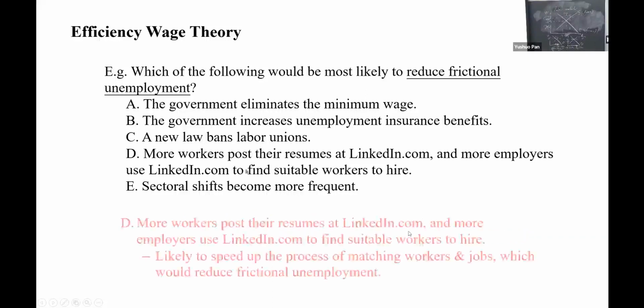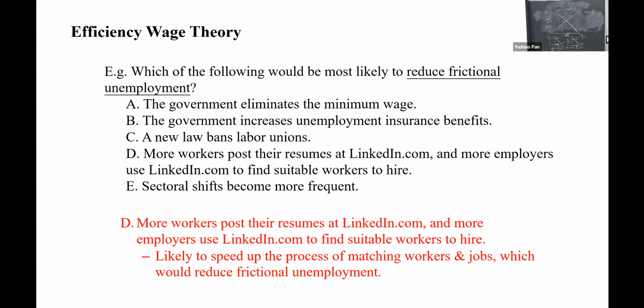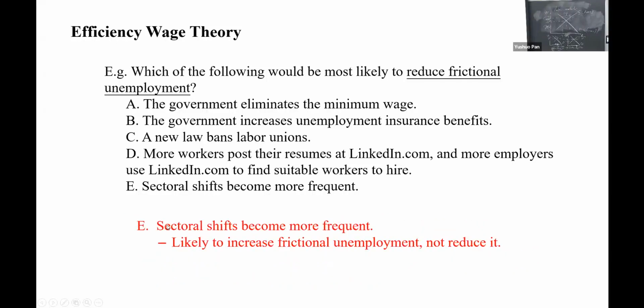How about D? It is likely to speed up the process of matching jobs and workers, which would reduce frictional unemployment. How about E? E is likely to increase frictional unemployment, not reduce it. If this happens frequently, the economy will change so fast that some people will lose their jobs frequently. In that way, frequently means the short run, so it increases frictional unemployment, not reduces it.